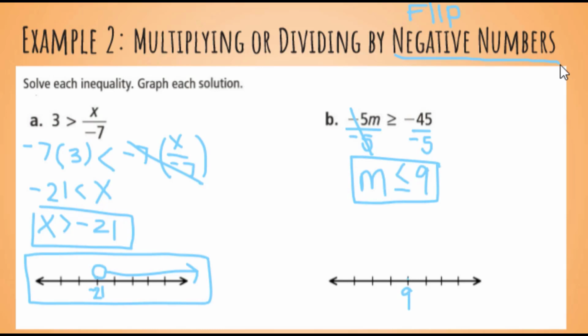Label our 9 down here. Our point is solid because it's equal to, and we're shading to the left. And this is the answer for our graph.